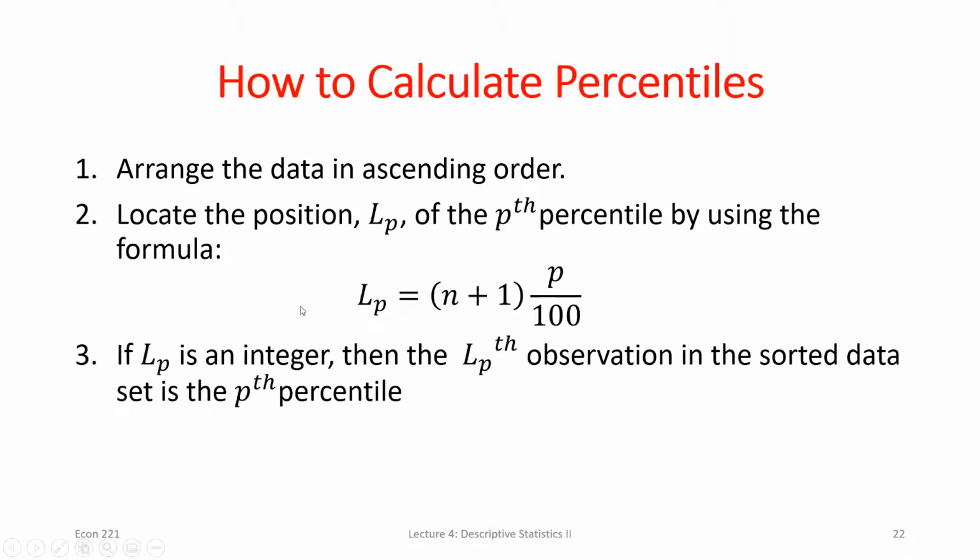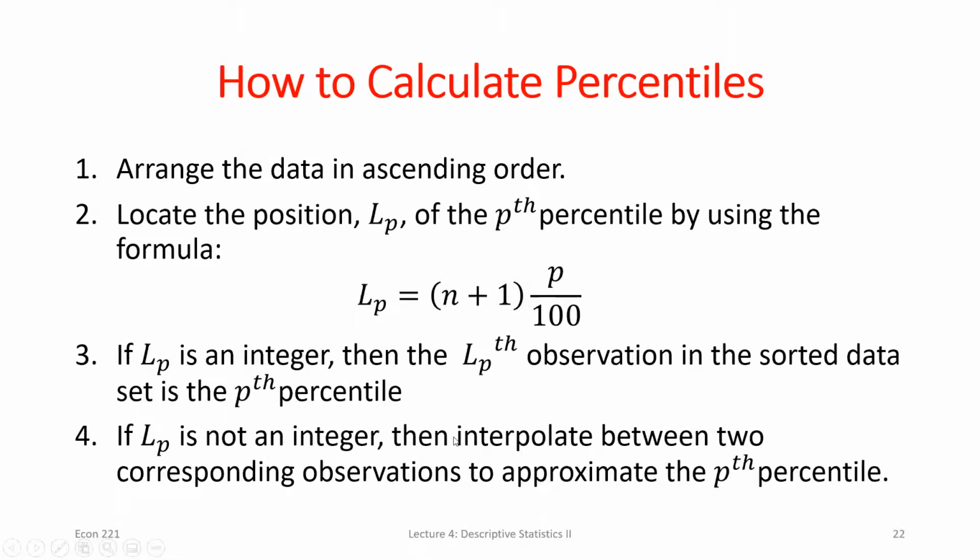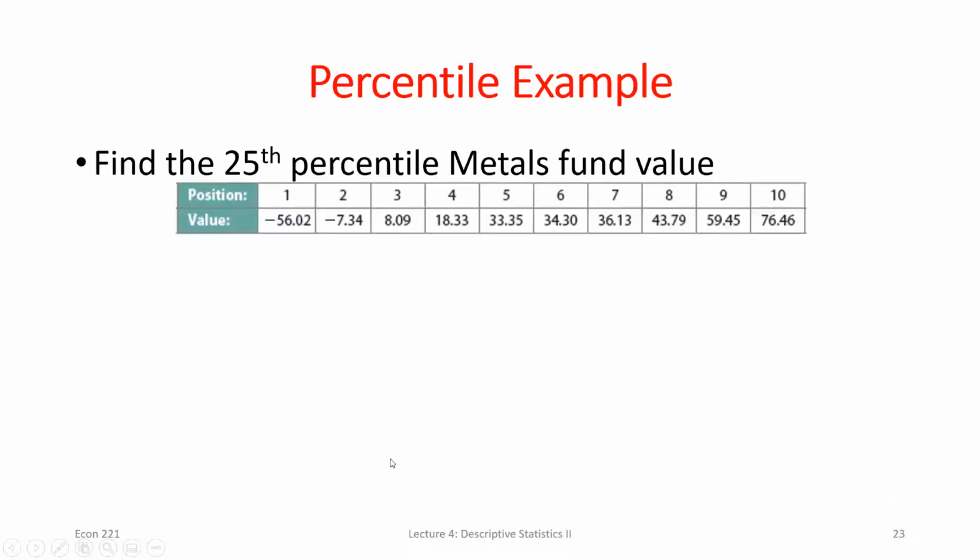The issue becomes if it's not an integer. Let's say the formula told me the position was 32.5. There's no 32.5th position. There's a 32nd position and a 33rd. So we don't simply take the average there. We're going to do something called interpolation, and hopefully we'll see how this is related to what we've been talking about.